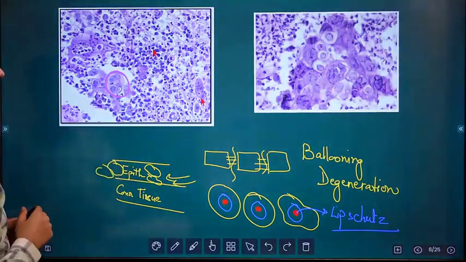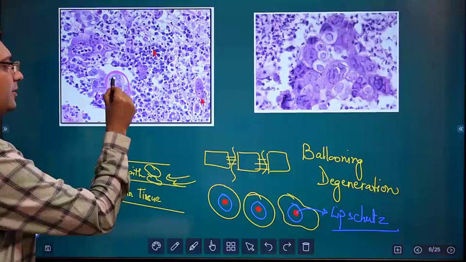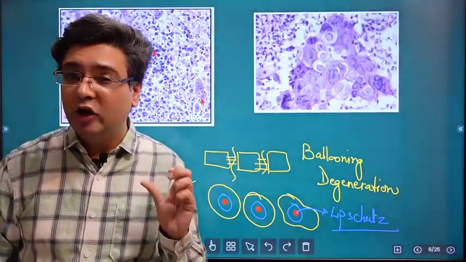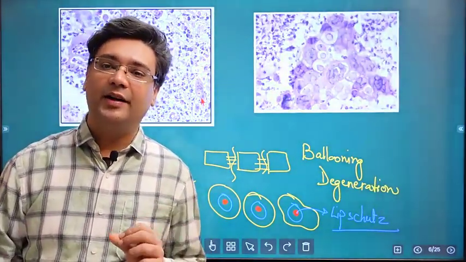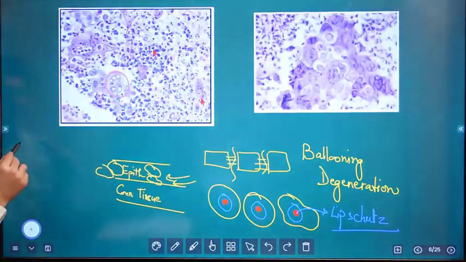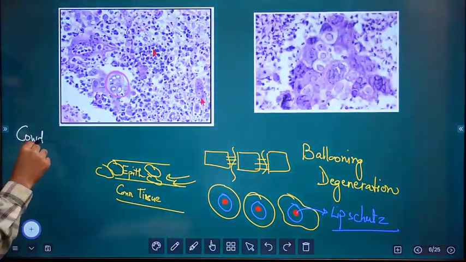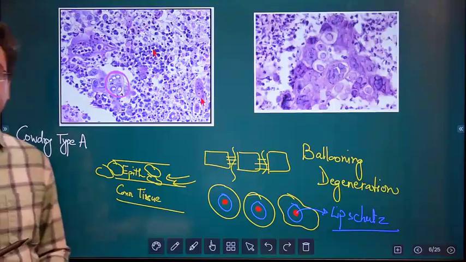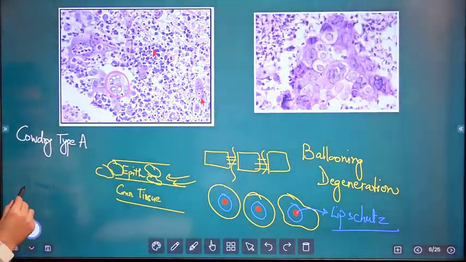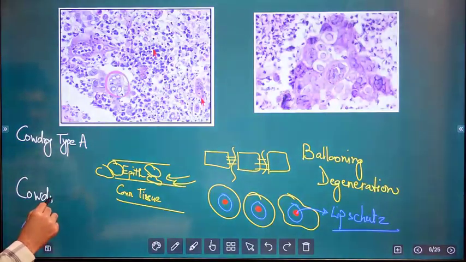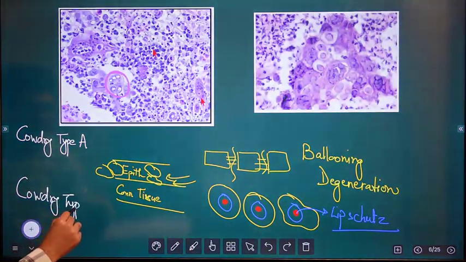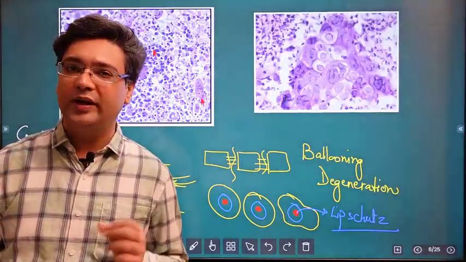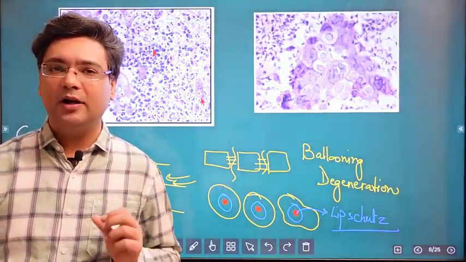If you see this cell, it actually has these granular bodies inside it. Now, we have to remember that the granular bodies, because of the viral infection, are called Cowdry type A bodies. Now the question arises, there are some other bodies as well, and those bodies are called Cowdry type B bodies. And now you will ask me, sir, what is the difference between Cowdry type A bodies and Cowdry type B bodies?